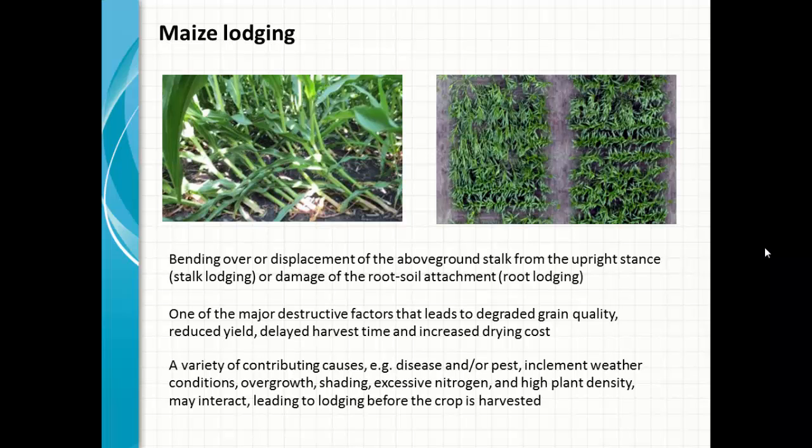Lodging is one of the major destructive factors that leads to degraded grain quality, reduced yield, delayed harvest time, and increased drying cost. A variety of contributing causes can lead to lodging before the crop is harvested, for instance disease, pests, excessive rains and inclement weather, wind, overgrowth, and excessive nitrogen. Here are two images showing what lodging is like on the ground and in the UAS image.